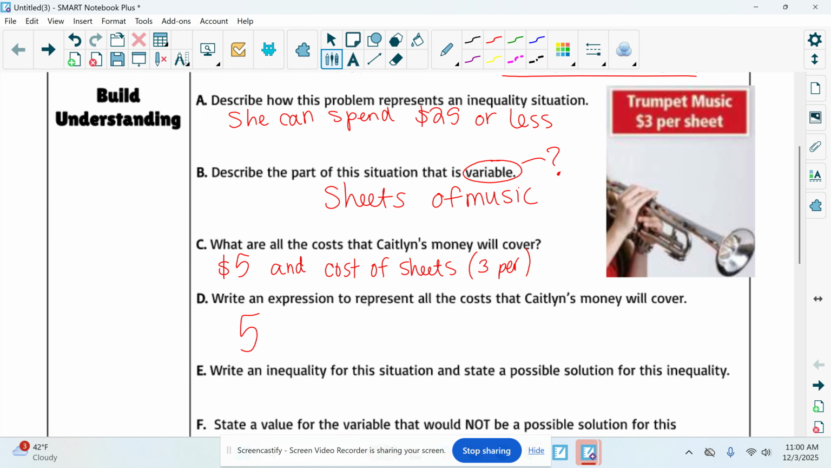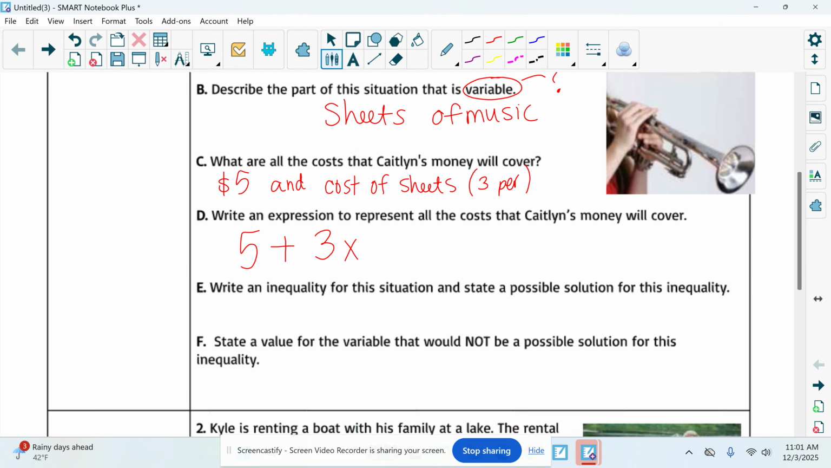So 5 plus, remember how we talked about how and means plus? 5 and, so 5 plus the cost of sheets, right? Well, how do we represent the cost of sheets? X. But do we know how much it is? Yes, 3. We know it's $3, but we don't know how many, so 3 per sheet. So it would be 3x. Or whatever variable you choose to use. If it doesn't tell you specifically, they don't care. Like if it doesn't say use X, then they don't care.